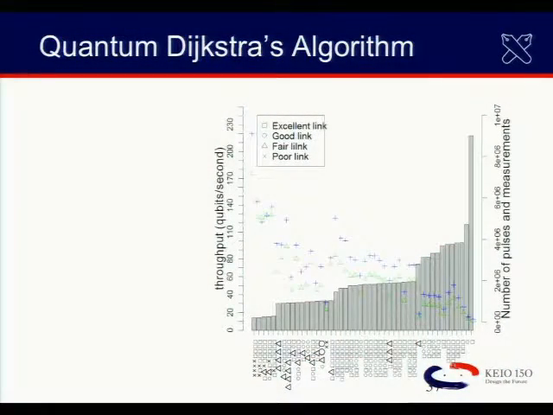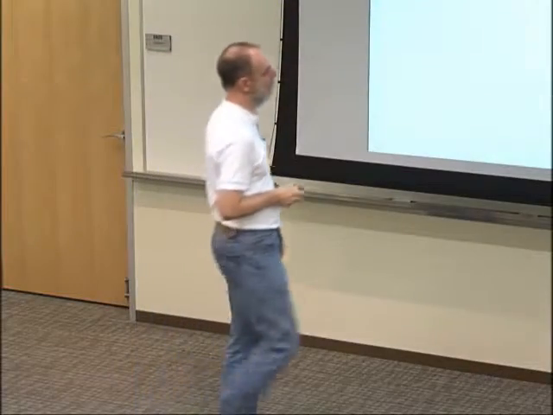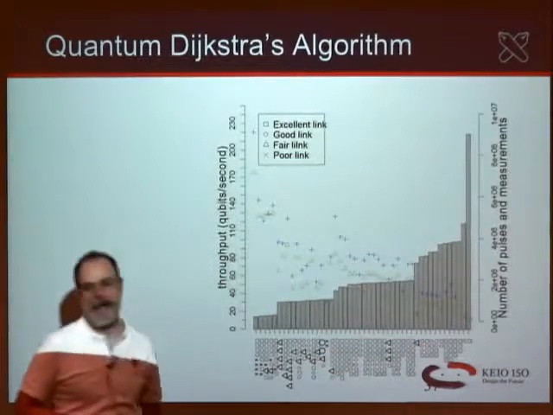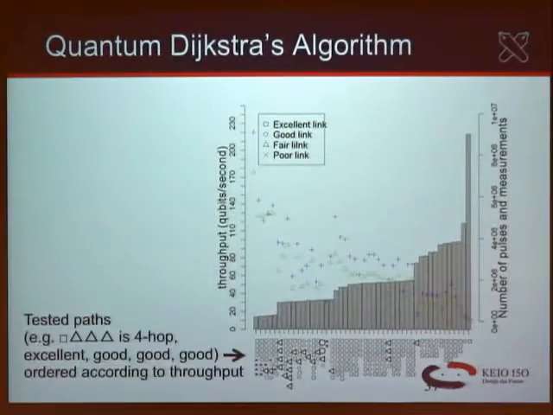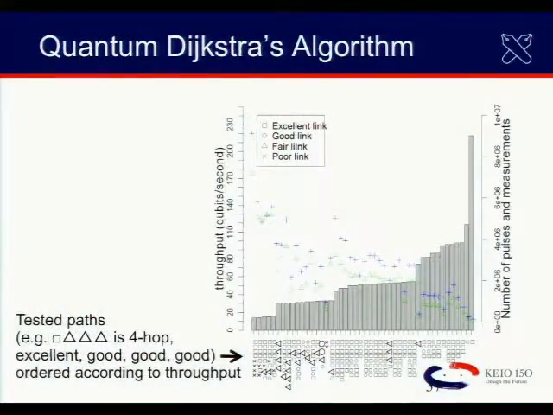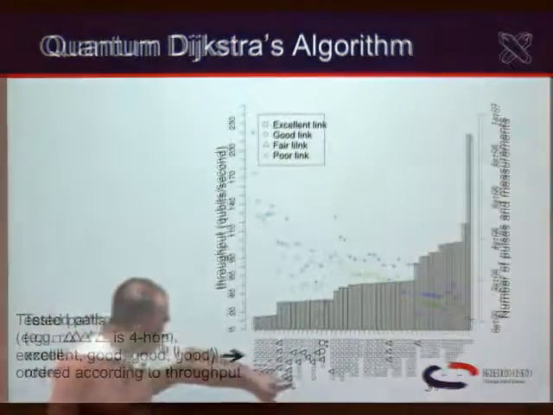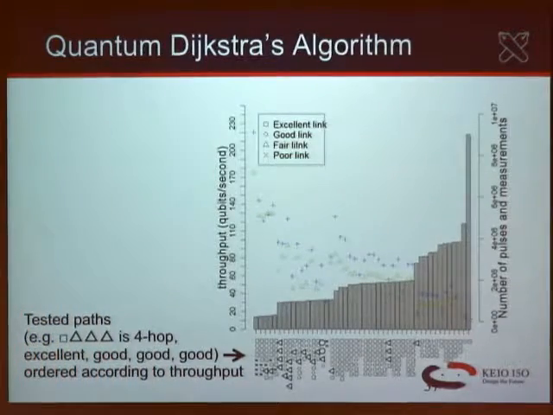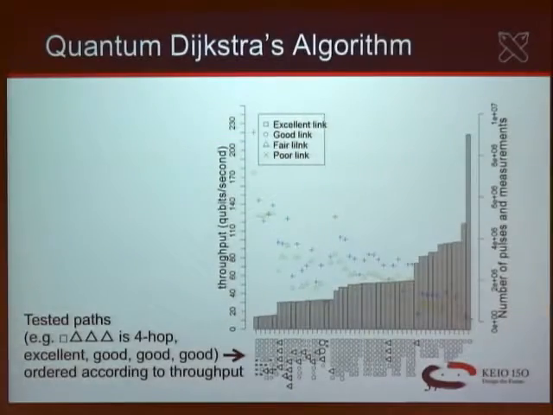First set of results. The gray bars are throughput. The x-axis here is a set of paths that we actually simulated. For example, square, triangle, triangle, triangle, triangle, which is here somewhere, would be a path with 1 excellent link and 3 good links in it. So this is the set of things we did.